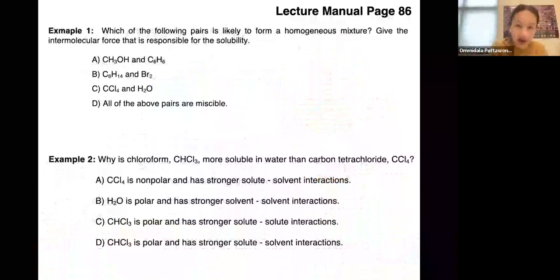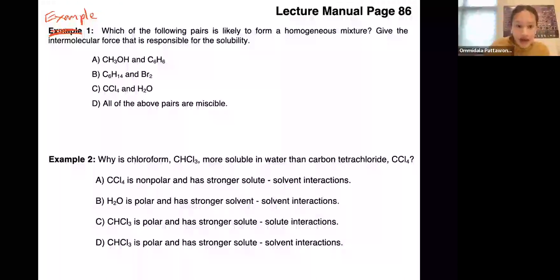So here is an example of a question that you will see on the exam. Okay, so can you fix this typo real quick? So that's example one. It's asking which of the following pairs is likely to form a homogeneous mixture given the intermolecular forces that are responsible for solubility.